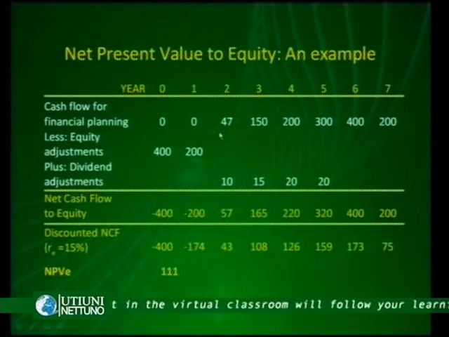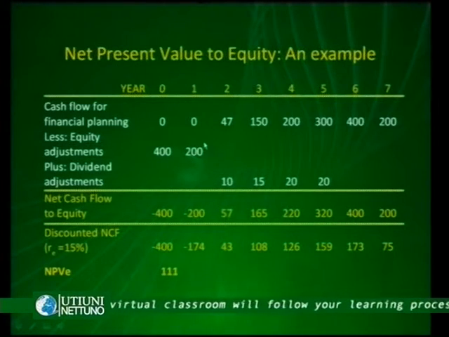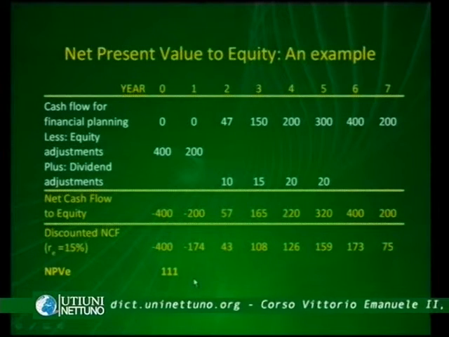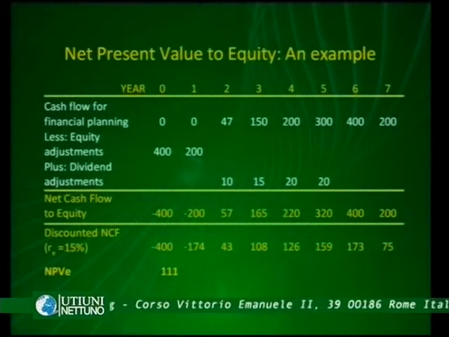So this means that from the perspective of the shareholder, the investment that the shareholder is making into the project, that is 400 at year 0 and 200 in year 1, is convenient, and that in particular, after considering the initial investment and the following net cash flows, the project is generating for the equity holders a positive value of 111. So the shareholders are receiving a surplus that makes, from their perspective, the project convenient.